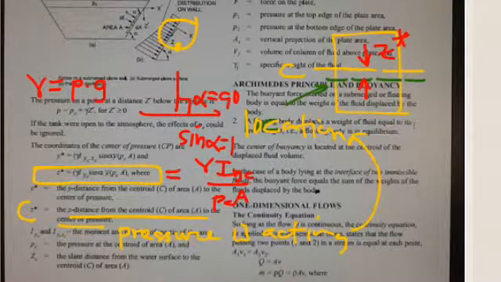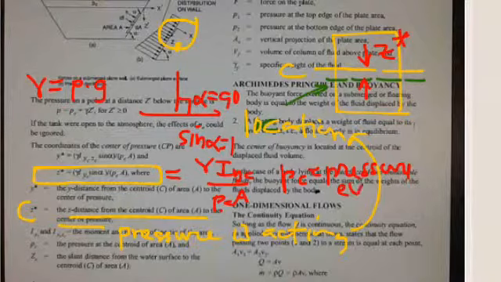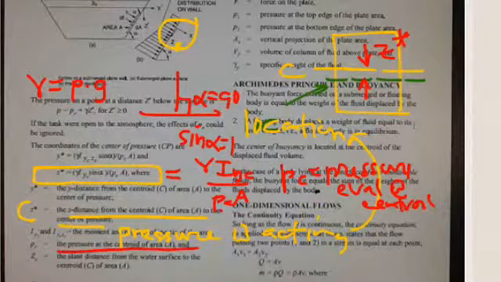Notice p c is the center of pressure. Is that right? Gosh, that's confusing. Times A. No, p c is the pressure at the centroid. p c is the pressure evaluated at the centroid. Oh, there it is. Pressure at the centroid of the area. A is the area, obviously.